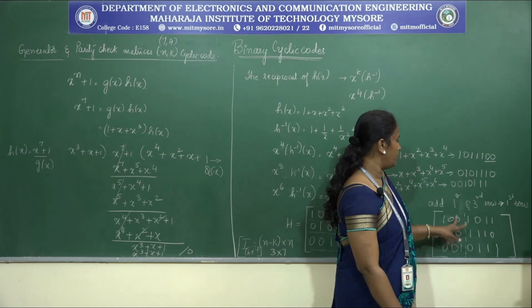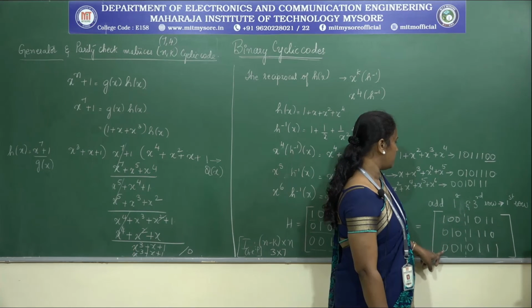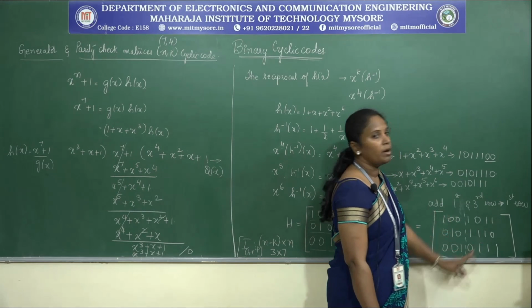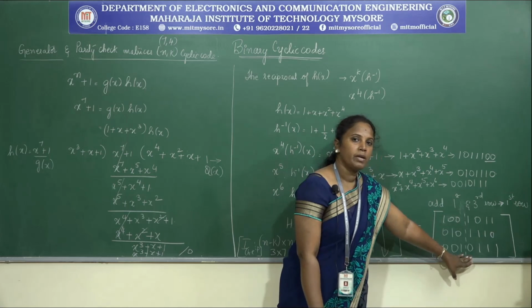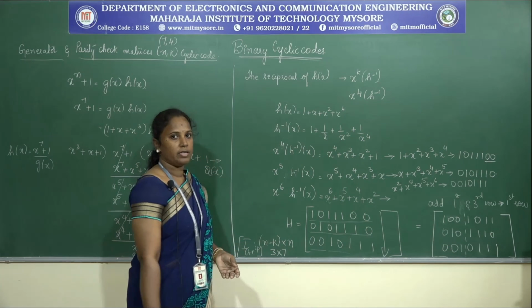So that's why we have performed the row operation, that is we are adding the first and the third row. The first and third rows are added and the result is placed in the first row, where you are going to get the standard form. So this is your I3 and this is your P transpose. So that is what we have arrived at with respect to your parity check matrix.